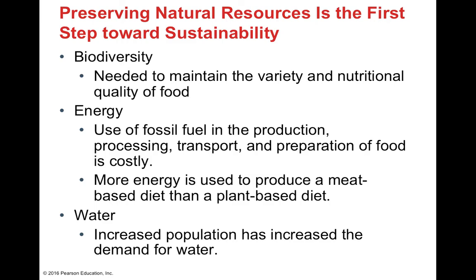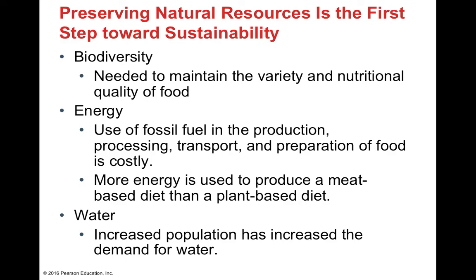In order to take steps towards sustainability, the first step is to preserve our natural resources, and we need to do this in multiple different ways. So in order to preserve our natural resources, we need biodiversity, we need to maintain energy, and we need to make sure that we manage our water supply properly. In order to maintain biodiversity, we have to have variety and increased nutritional quality of our food.